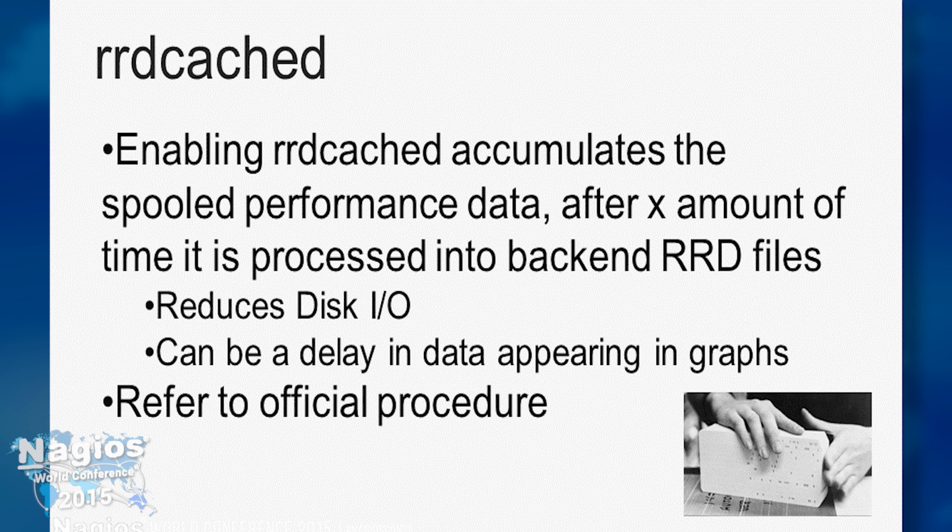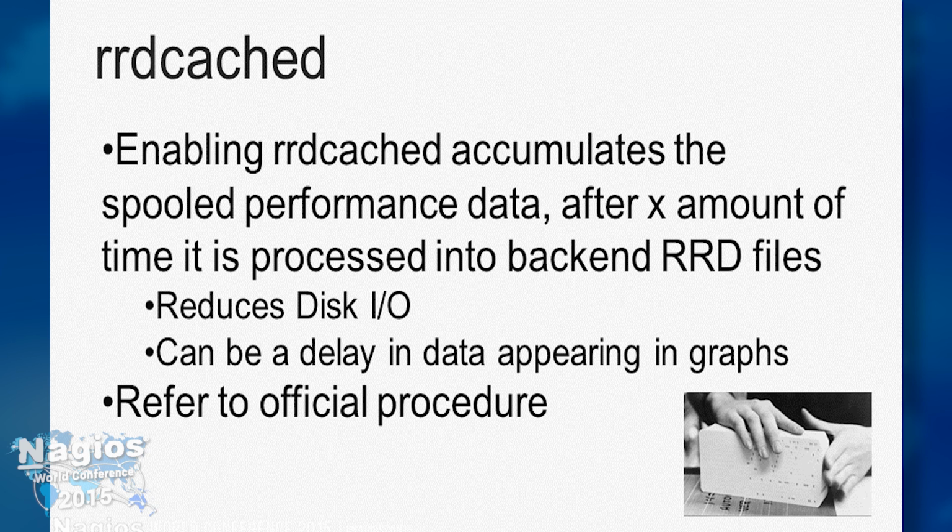RRD cached. Before, I talked about all those performance data files being generated in the disk subsystem. Every time a service check result was received, it has performance data. The performance data is put into a file. Another process comes along, gets that file, looks at the data, puts it in your round-robin databases.